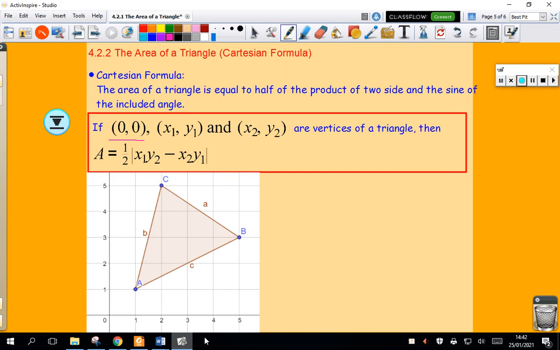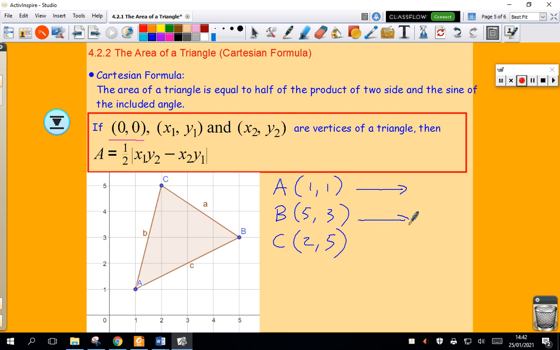Okay, so let's have a look. So at the moment I have 3 points, A, B, and C. And A has coordinates 1, 1. B has coordinates 5, 3. And C has coordinates 2, 5. And what I'm going to do is translate each of these in such a way that I'm moving 1 unit to the left and then 1 unit downwards.